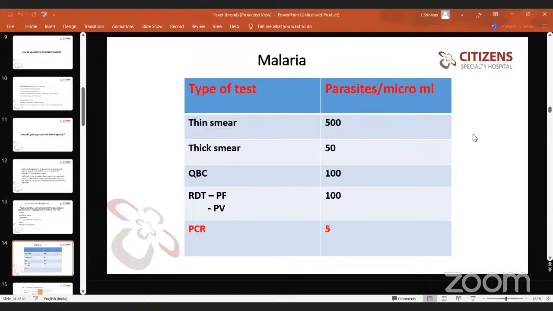Yes, sir. Thin smear is 500 parasites per microliter. Okay, thick smear is 50 parasites per microliter. QBC is 100. Rapid diagnostic test, what we do most commonly, parasite V and F is 100. PCR is 5. So we cannot depend on the thin smear, because the parasite load has to be more.